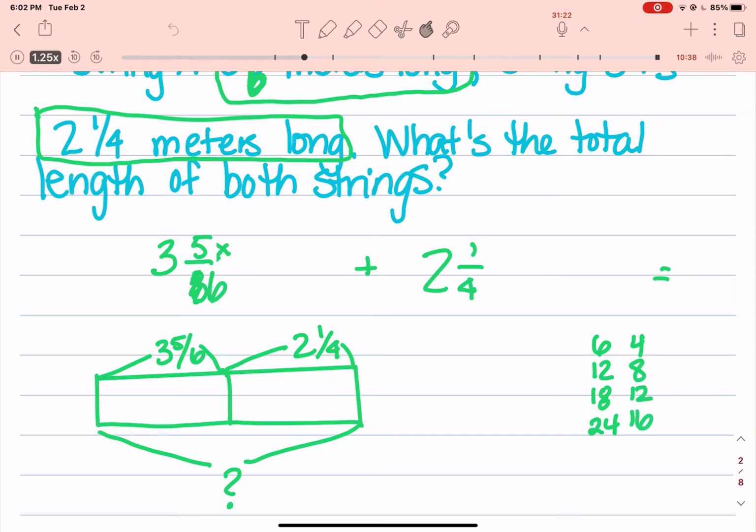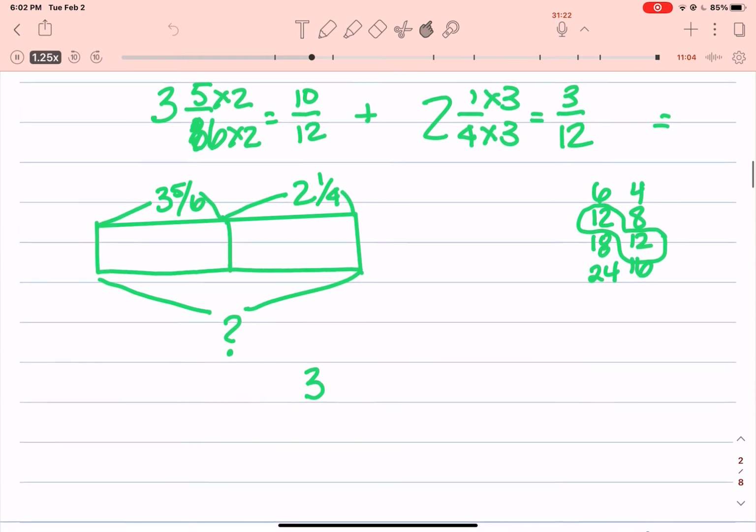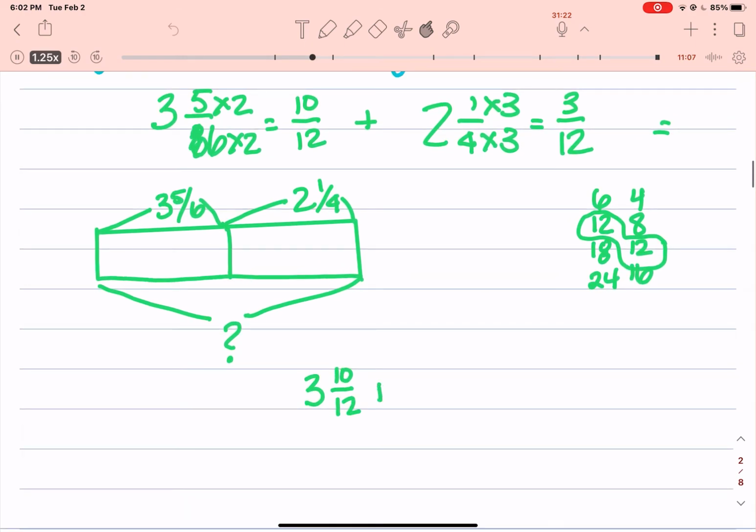It's 12. So we need to change the sixths into 12ths, and we need to turn the fourths into 12ths. In order to turn sixths into 12ths, they need to be multiplied by 2. So 5 times 2 is 10. In order to turn our fourths into 12ths, they need to be multiplied by 3. So 1 times 3 is 3.